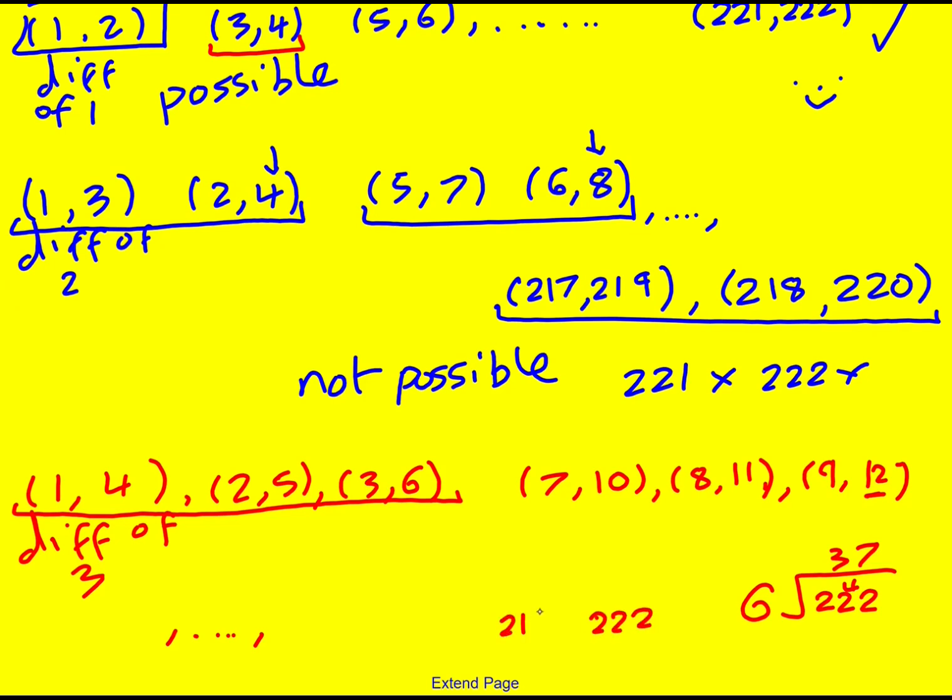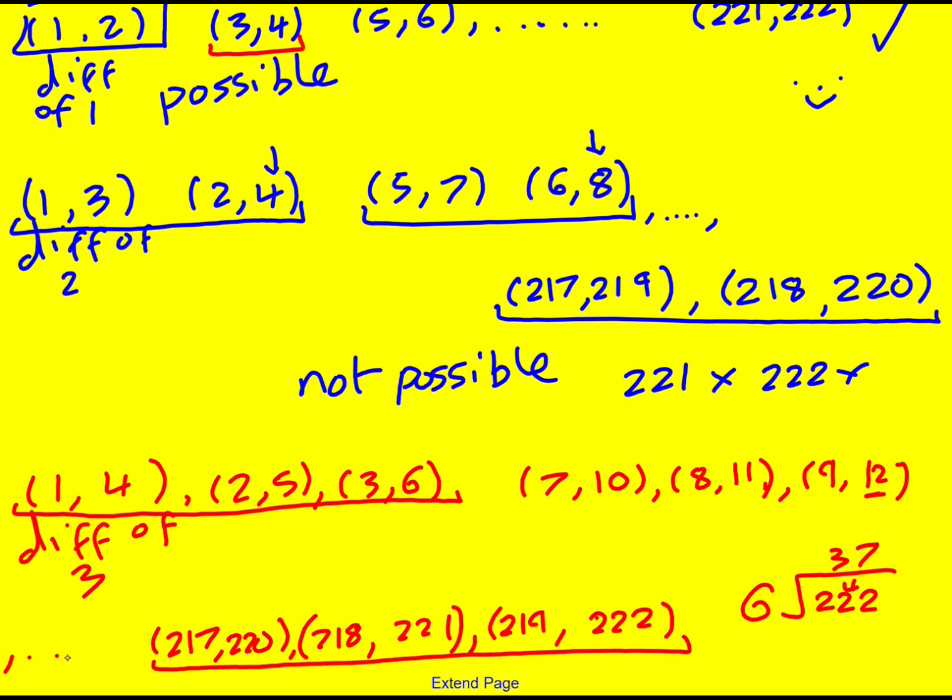would go with 219. And then it'd be 221 going with 218. And 217 going with 220. So as long as we've got multiples of 6 here, this cannot fail. This one here is also possible.